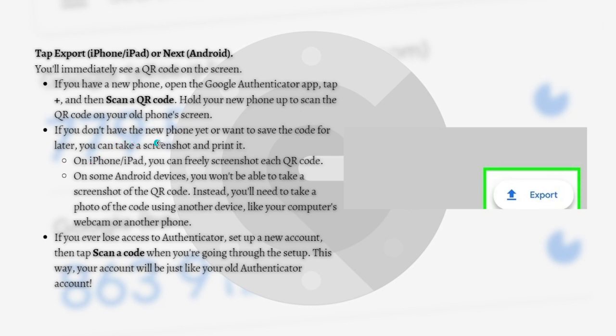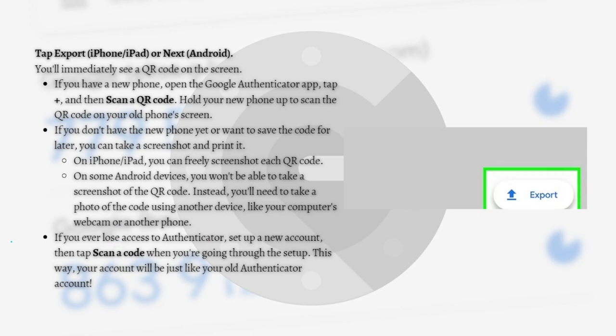And if you don't have the new phone yet or want to save the code for later, you can take a screenshot and print it. On iPhone or iPad, you can freely screenshot each QR code. On some Android devices, you won't be able to take a screenshot of the QR code. Instead, you'll need to take a photo of the code using another device like your computer's webcam or another phone.